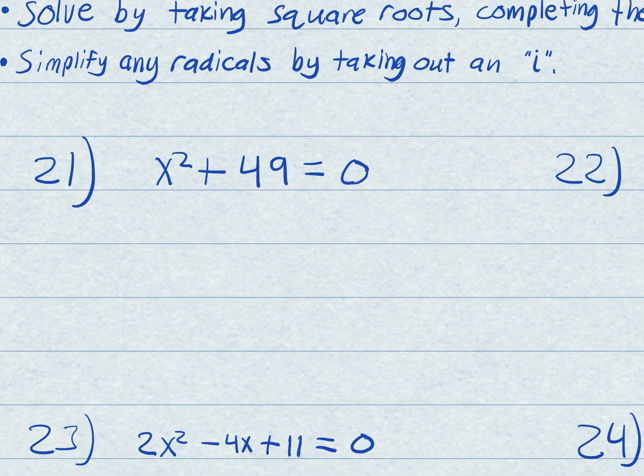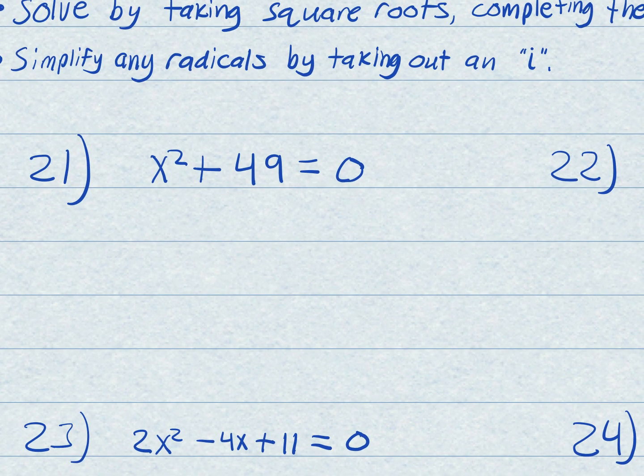All right, so let's look at number 21. Again, solve it however you want, right? Factoring is not going to work, but any of the other methods are fine. Right, this one looks pretty simple. We have a squared term by itself. So let's keep it on this side of the equal sign, and let's subtract the 49 on both sides. Right, because then we have a squared term equals a constant. Right, so x squared equals -49.